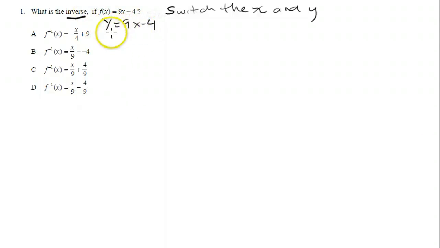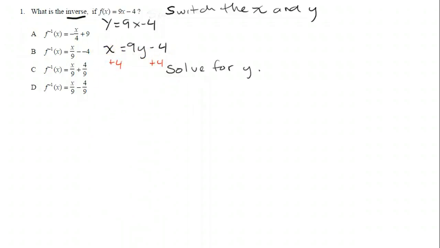So let's rewrite this. To find the inverse, I'll put an x here is equal to 9 times y minus 4. And then what we do is, remember, y is our output, so we want to get that by itself. So now we solve for y to get y as our output. And what do I get? Well, let's see. If I want to get y by itself, I'm going to have to add 4 to both sides. So let's do plus 4.